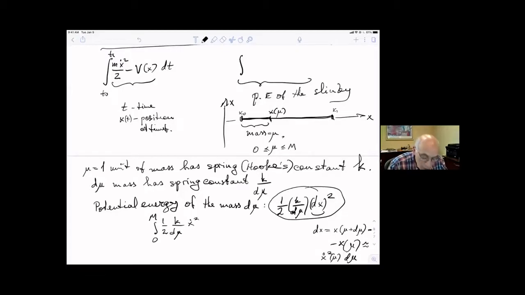I'm sorry, not squared. Yeah, the square is here, right? So I have x, no square here. This is x of mu. I plug this in here. So we get d mu squared. And you see d mu cancels, and we have a normal looking integral. It's the integral from 0 to m of k x dot squared over 2 d mu. So you see, it's exactly the same formula as in the dynamical case.